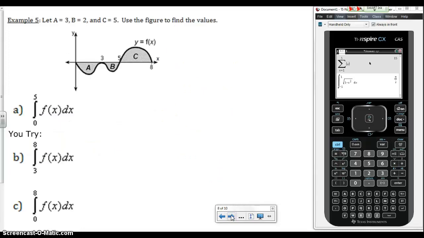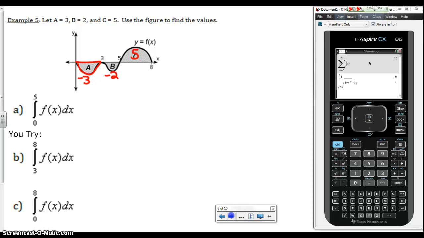Okay, so here's a graph, and they're telling us that the area of A is 3. However, because this area is below the x-axis, we need to really consider that as an area of -3 when we're talking about integrals. Area in general is always positive, but integrals can be negative. It just means that the area is under the x-axis. So B is going to be -2 and C is going to be 5.